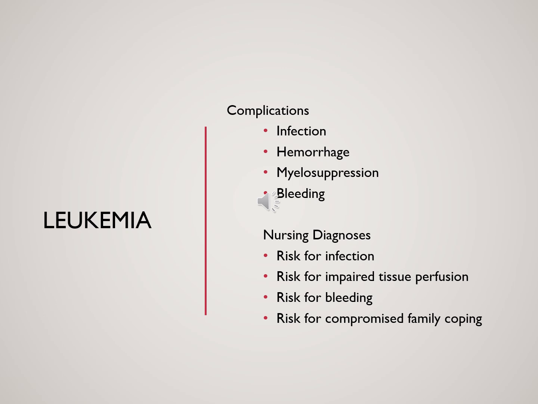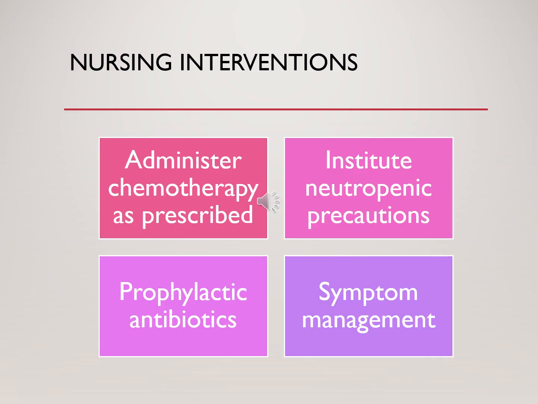A fever is called a neutropenic fever when a patient's ANC is less than 1,000. Patients are instructed to institute neutropenic precautions because this is a dangerous situation for the patient. Immediate interventions like the administration of IV antibiotics are indicated for patient survival. Nursing interventions will involve administering chemotherapy as prescribed. The patient is started on chemotherapy to destroy the leukemic cells.